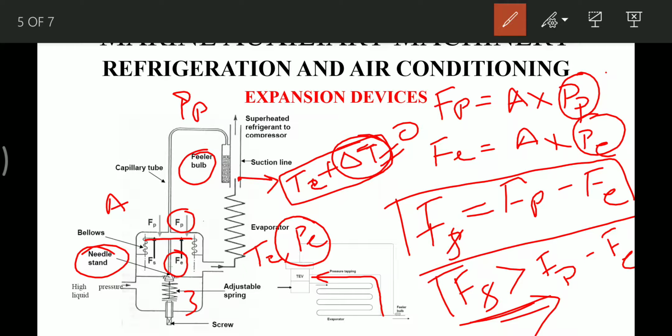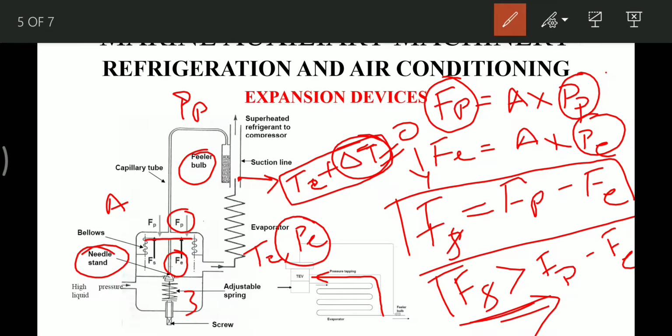Now let's see when the compressor is running. As the compressor is started, the evaporator pressure decreases at a very fast rate, and hence the force Fe decreases at a very fast rate. This happens since this thermostatic expansion valve is closed and no refrigerant is fed to the evaporator, while the compressor draws out refrigerant at a very fast rate and tries to evacuate the evaporator. The force Fp does not change during this period, since the evaporator temperature does not change.